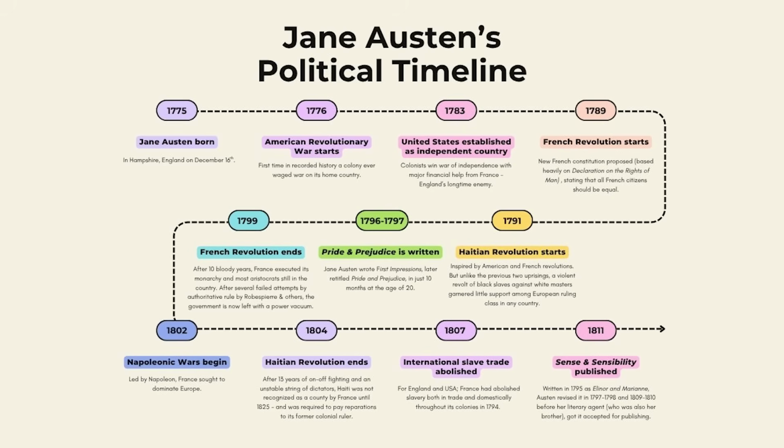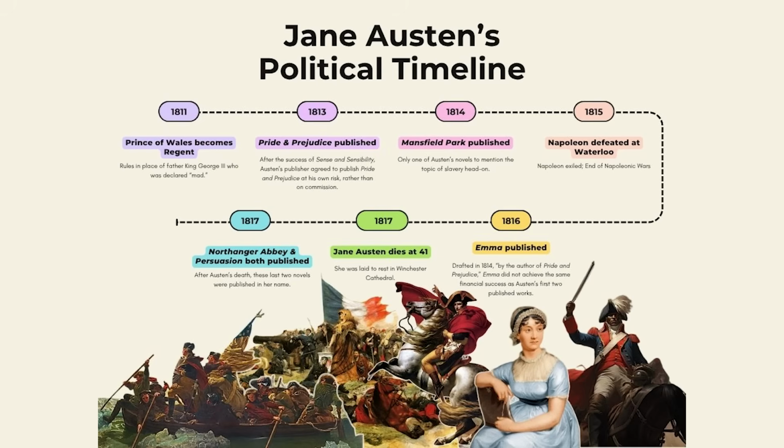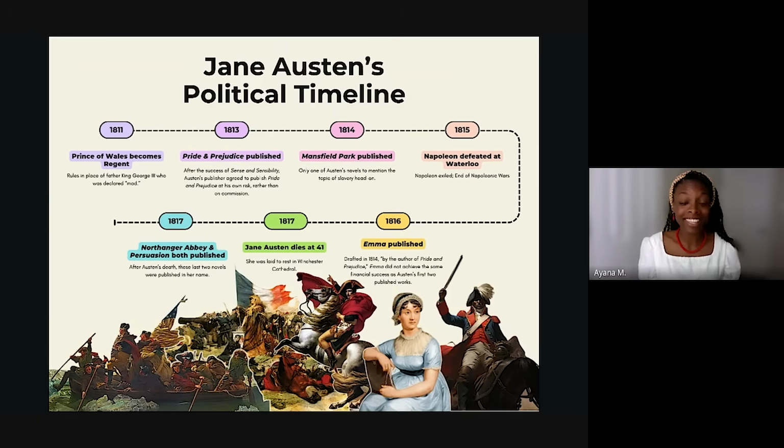So again, it's not something that would have been lost by Jane Austen, who would have been a young woman by this time. In 1811, we have the Prince of Wales becoming regent. That's where the term regency comes from. And then Pride and Prejudice, which she wrote many, many years before, finally gets published.